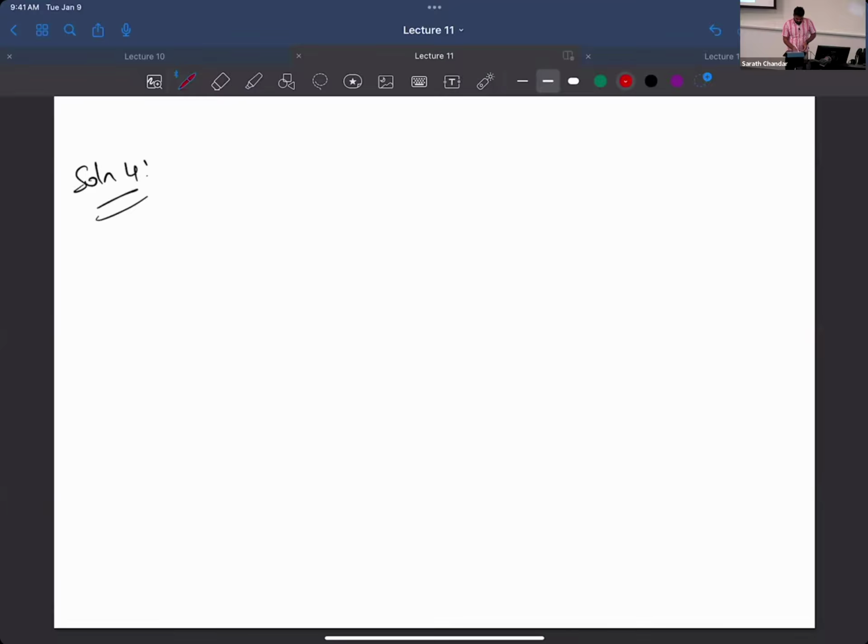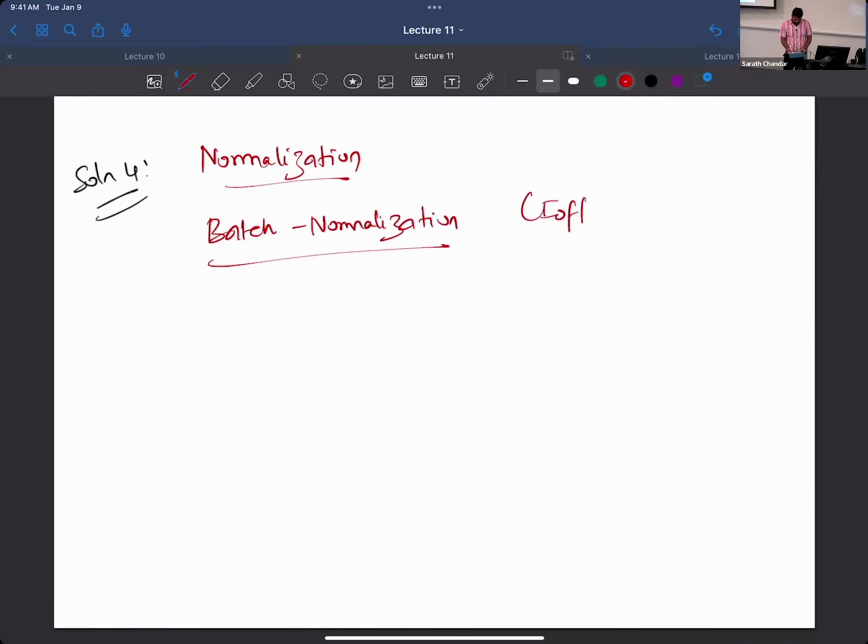is the idea of normalization. As an example, I'm going to use batch normalization, which was historically the first normalization technique that was introduced. But then there are, again, 10 to 20 different normalization techniques that exist out there, which you can read about by yourself. So batch normalization was introduced by Ioffe and Szegedy in 2015. Okay, so here is the idea of batch normalization.